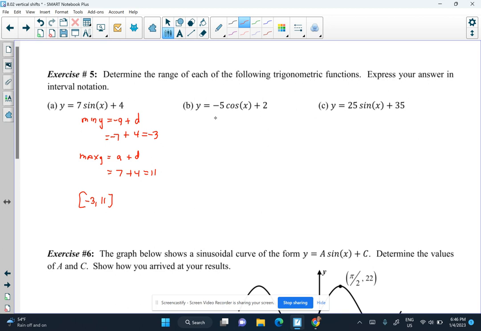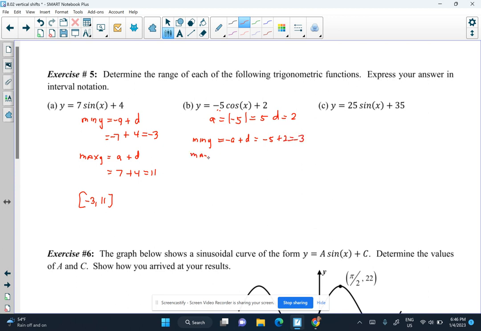Let's do B. Now, see, there's a negative in front. That means the function's flipped over the x-axis. A is just the absolute value of that -5, so it's 5, and D is just the +2. So if I want to find the minimum y value, it's -a plus d. So you're negating that amplitude plus d because you're going below that line. That's why it's negative. And so it's going to be -5 plus 2, or -3.